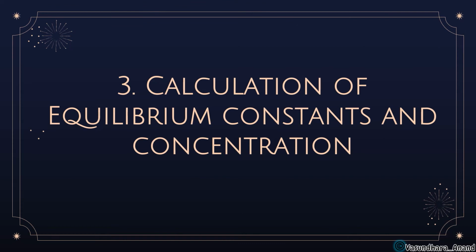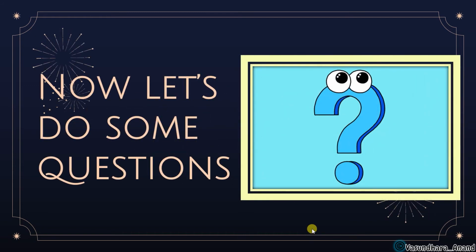Calculation of equilibrium constant and concentration. How to find this equilibrium constant or concentration? Yesterday we did a few numericals. In that case the concentration was given at equilibrium only. But if the concentration is not given at equilibrium, that means initial is given, then how will we find the concentration at equilibrium, and then how will we find the equilibrium constant? That we are going to learn from this. We will discuss it in the form of some questions. So now let's do some questions.